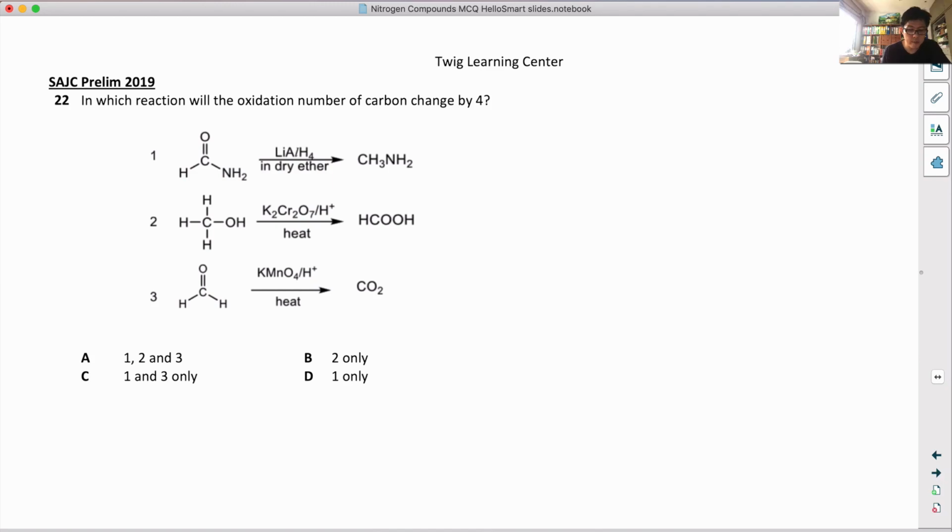All right, so in which reaction will the oxidation number of carbon change by 4? Let me just draw it out nicely. All I need to do is look at the atoms around carbon. Very quickly, oxygen is more electronegative than carbon, and it's a double bond. So the O here has an oxidation state of -2, and carbon here is +2, sorry.